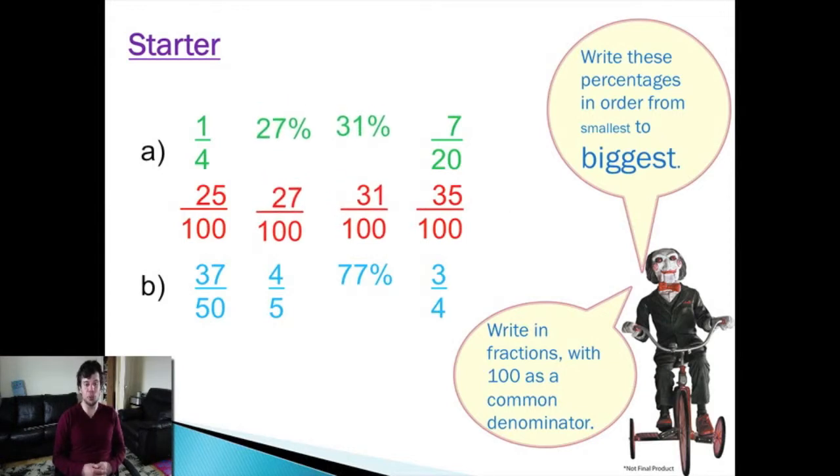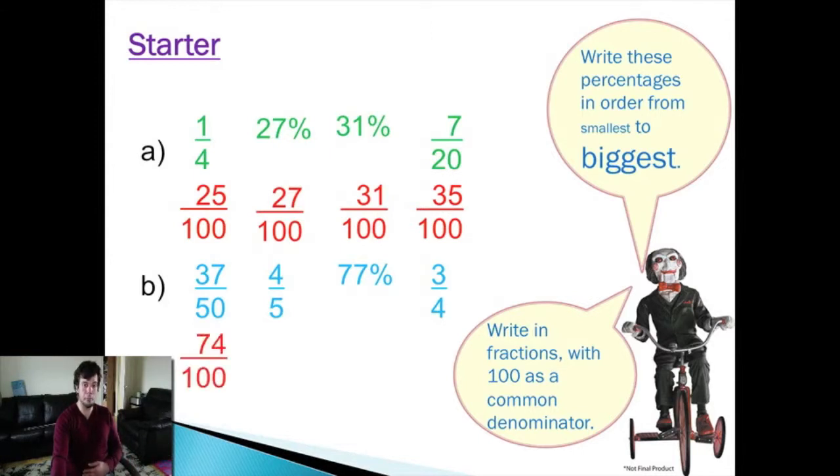Let's look at the blue example. We know that the fractions and percentages must be expressed as fractions over 100. How many 50s are in 100? 2. So what do we multiply the top by so that we can change the denominator to 100? We multiply the 37, the numerator, the top, by 2. 37 times 2.